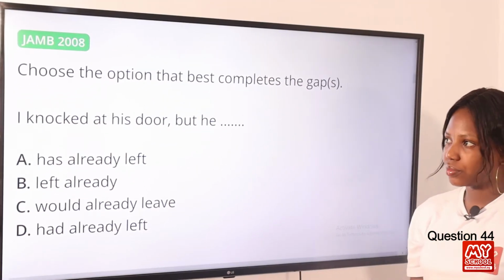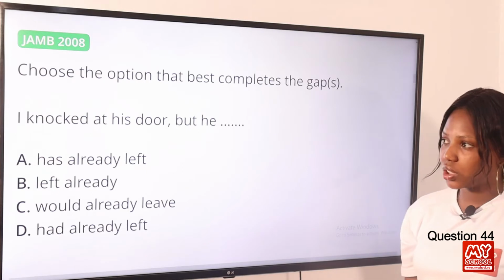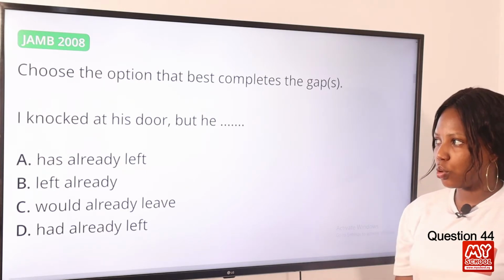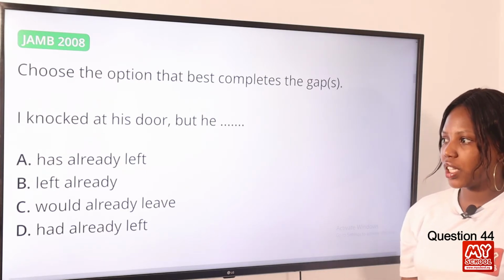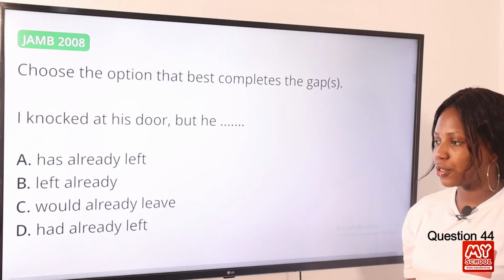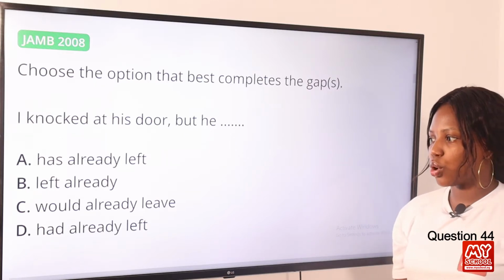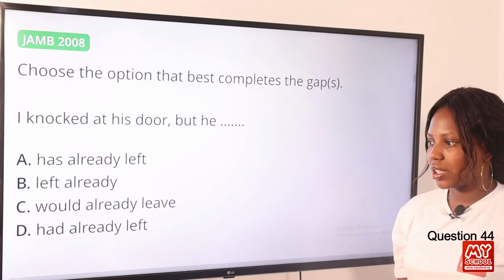Question 44. Choose the option that best completes the gap. I knocked at his door, but he dash. Option A, he already left. Option B, left already. Option C, would already leave. Option D, had already left.